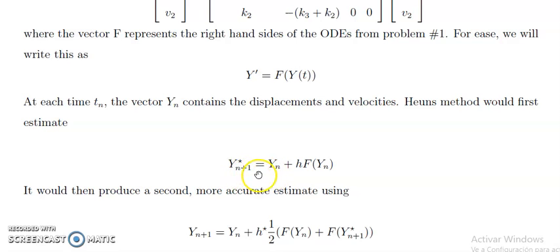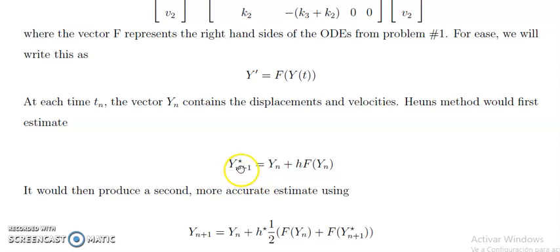So we can calculate a value of the vector capital Y, I call it Y star, evaluated at time n and time n plus 1. It is given by the application of the Euler method. Here, this is the Euler method: capital Y at step n plus h times f evaluated at capital Y n.